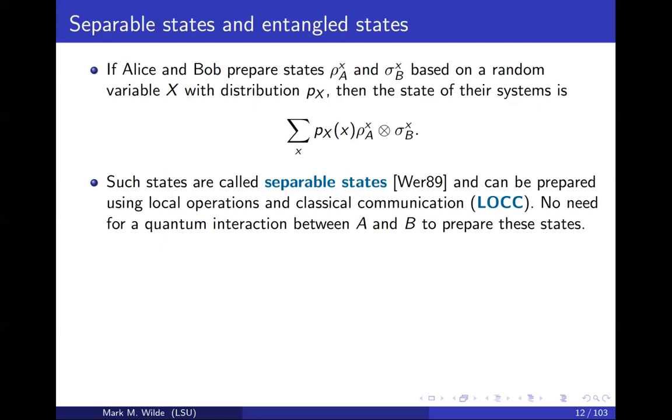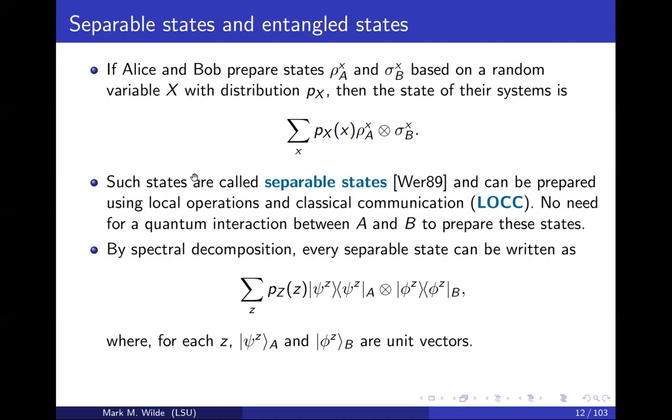So the point is, this state can be prepared by means of what's called local operations and classical communication, abbreviated LOCC. If you look at the research literature, you'll always see this term LOCC, and that's really what it is. There's the classical communication to communicate the X, and then Alice uses a local operation to prepare her quantum system in the state rho X, and Bob uses a local operation to prepare sigma X.